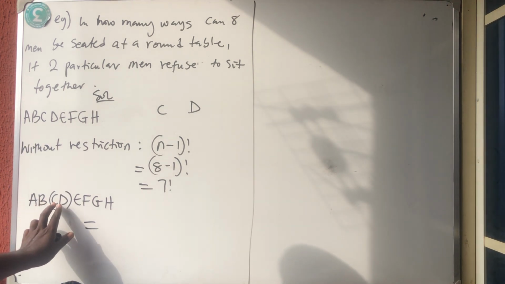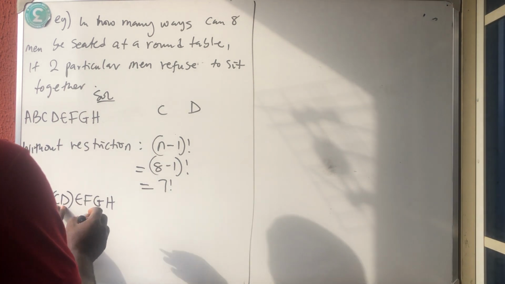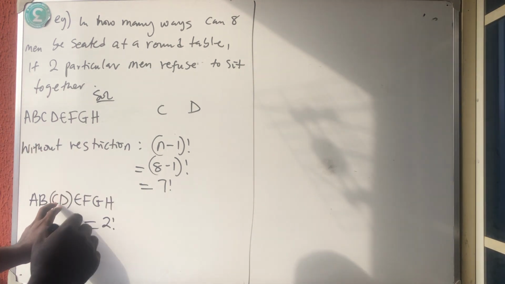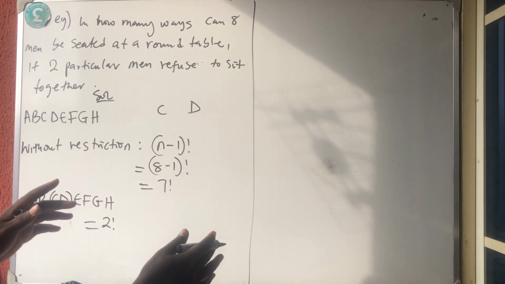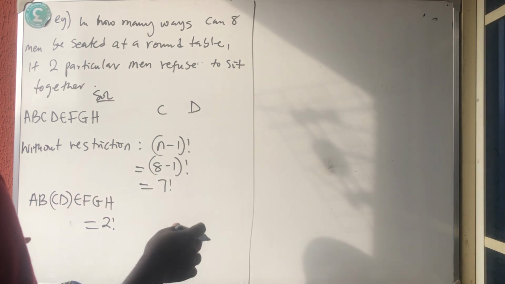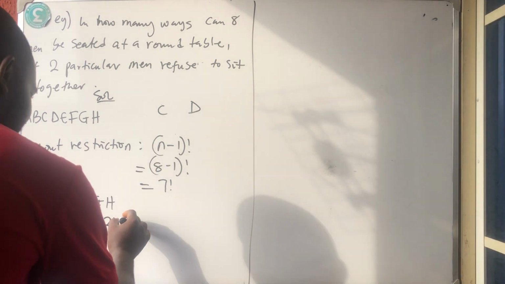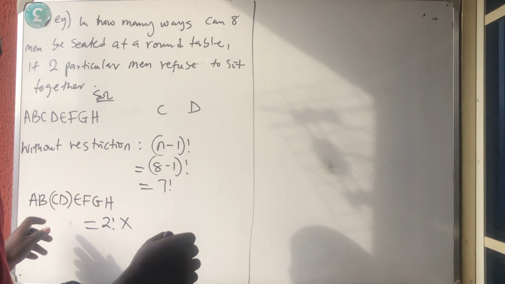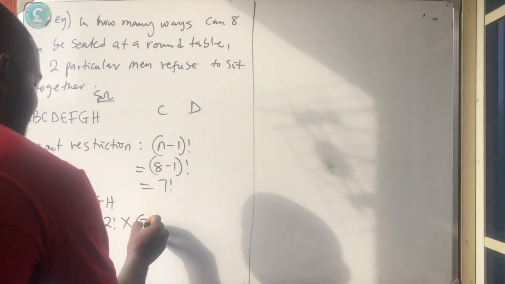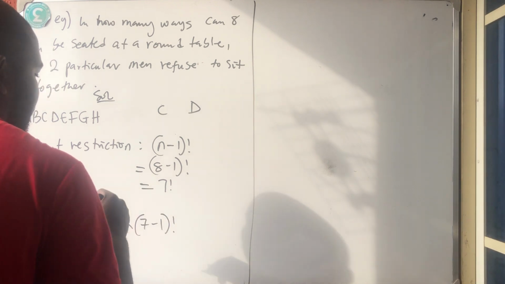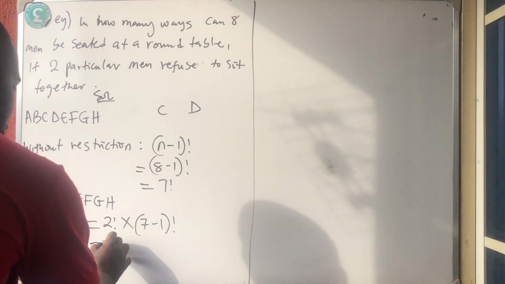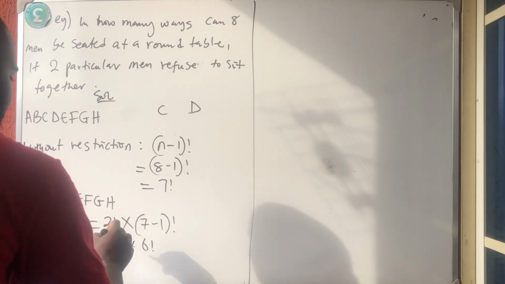Normally, to arrange the two of them is in 2 factorial, because this person can sit here and the other one can sit here. Then times arranging these 7 people in a circle, that's 7 minus 1 factorial. But if it's in a row, it's going to be just 7 factorial. So I'm having 2 times 1 times 6 factorial.